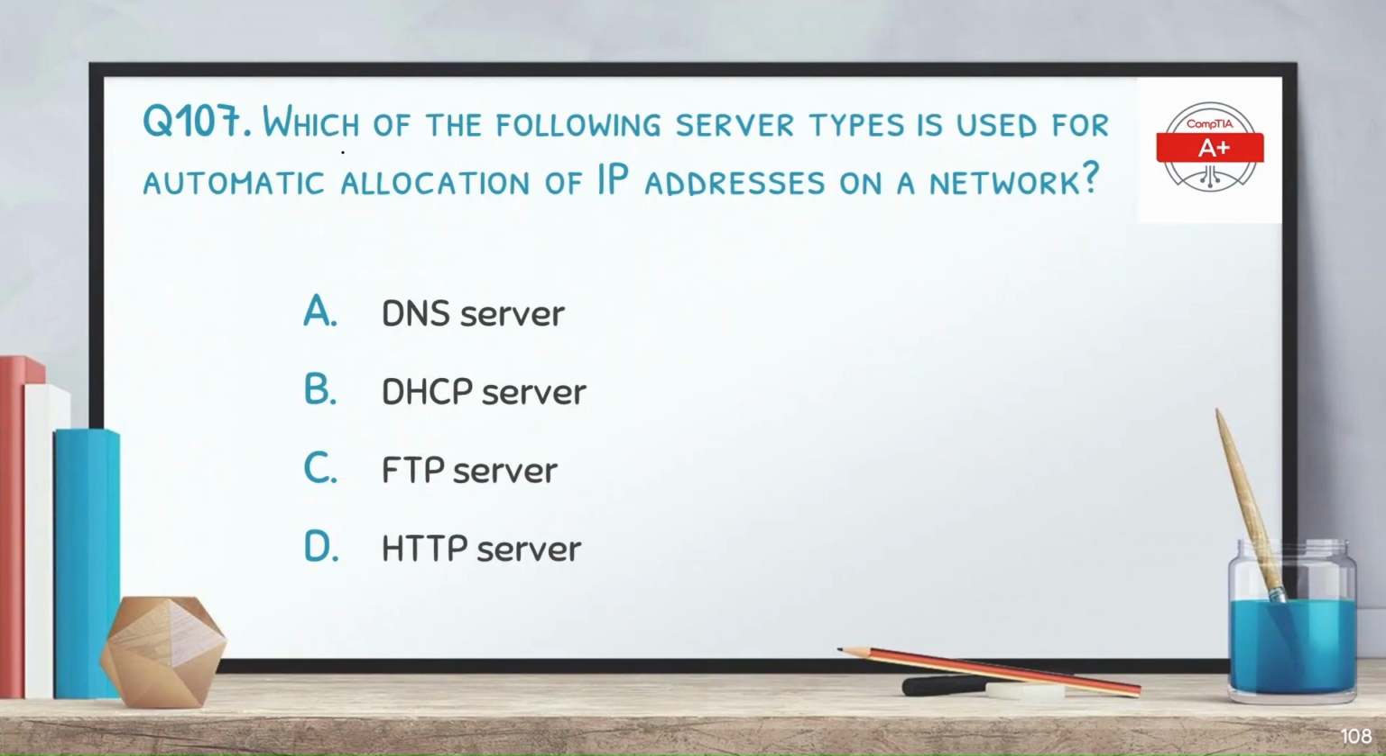Question number 107 is that which of the following server types is used for automatic allocation of IP addresses on a network? We already studied this in previous questions. So let's go through the options: A, DNS server, B, DHCP server, C, FTP server, and D, HTTP server. And the correct option is the DHCP or Dynamic Host Configuration Protocol server. This server is used to automatically and dynamically allocate IP addresses to clients on a network.